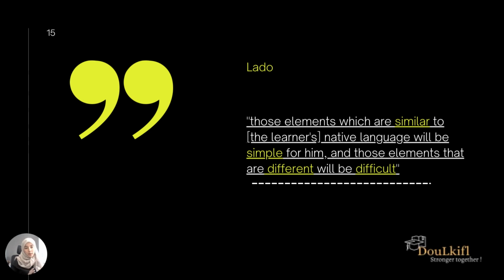And so according to Lado, those elements which are similar to the learner's native language will be simple for him. So keep in mind: similar, simple. And those elements that are different will be difficult. And so different, difficult; similar, simple.